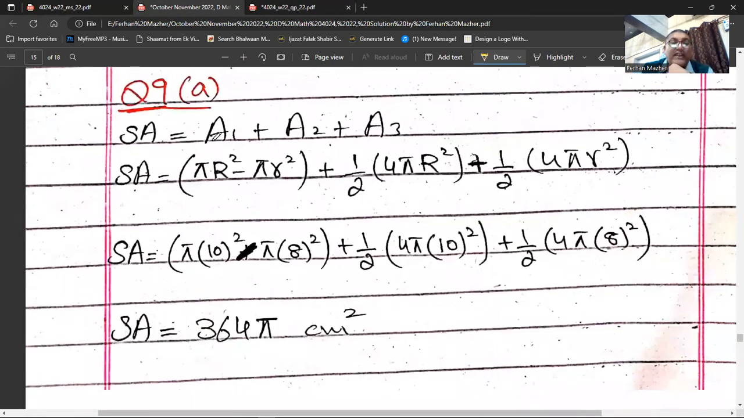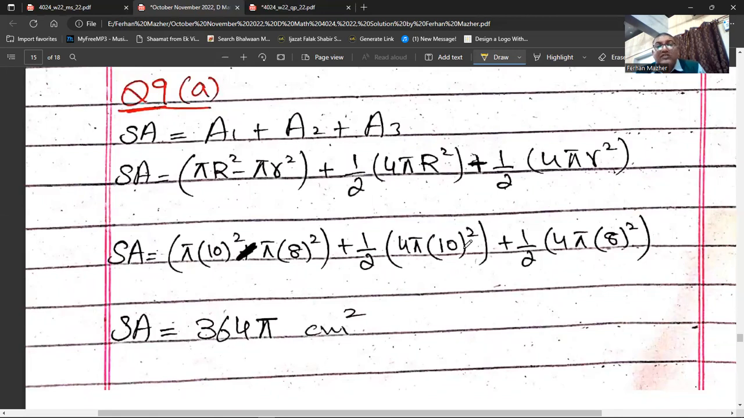Okay, so area 1 will be that top ring. Area 2 is the external curved surface of the hemisphere. Area 3 is the internal curved surface of the hemisphere. So it will be pi capital R squared minus pi small r squared, plus 1 by 2 of 4 pi capital R squared, plus 1 by 2 of 4 pi small r squared. It will be pi into 10 squared minus pi into 8 squared, plus 1 by 2 into 4 into pi into 10 squared, plus 1 by 2 into 4 into pi into 8 squared.